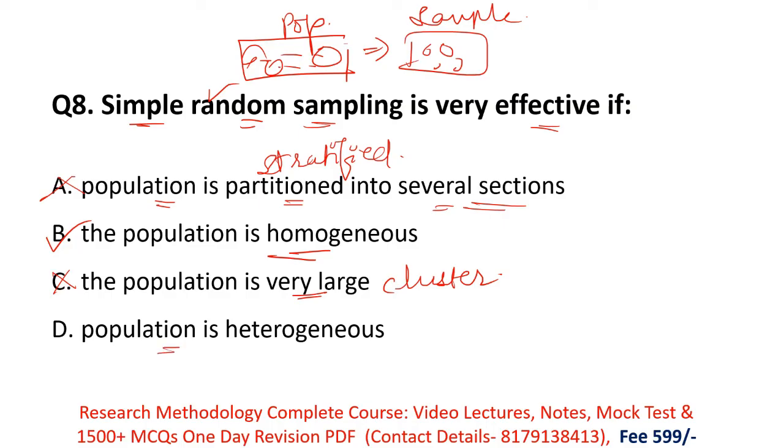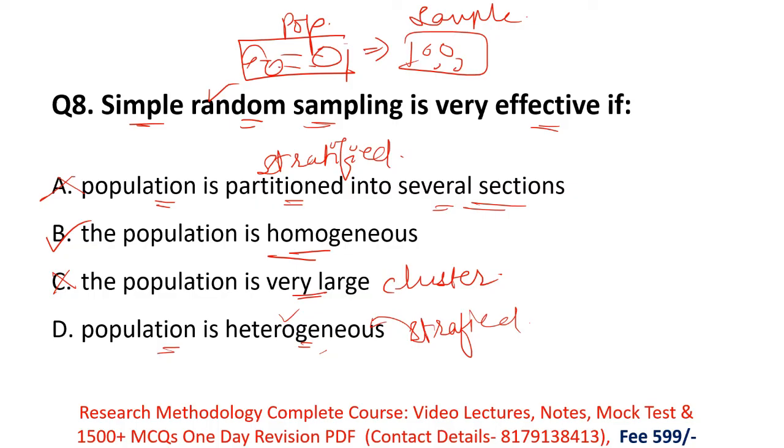Option D is population is heterogeneous. Again I said, whenever your population is heterogeneous, you'll always go for stratified sampling, because in stratified sampling your population is heterogeneous. From this heterogeneous group you partition your members into several sections with the same characteristics. Okay, and from these sections you select your samples randomly. So how do you select your stratified sample?